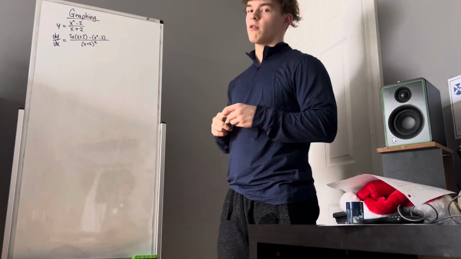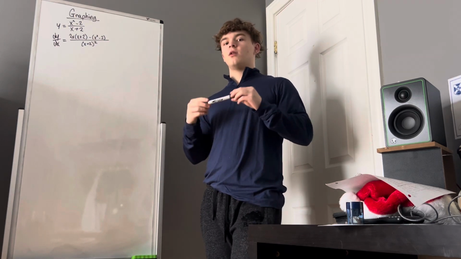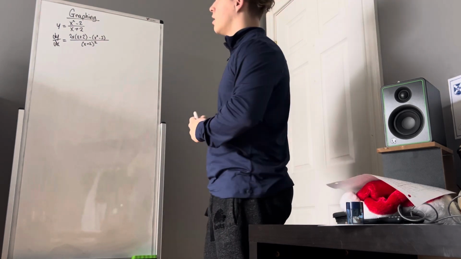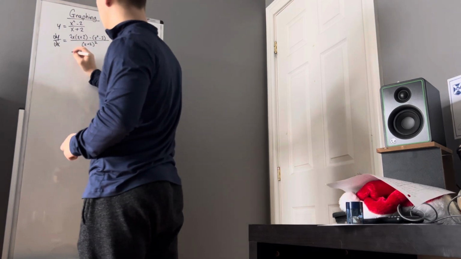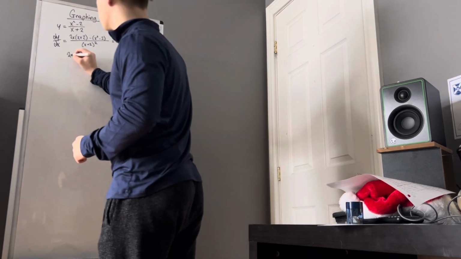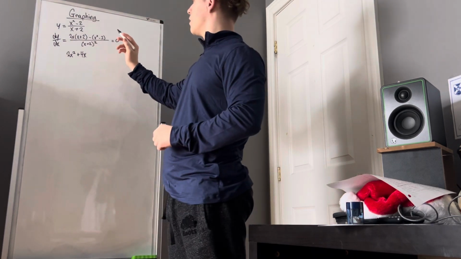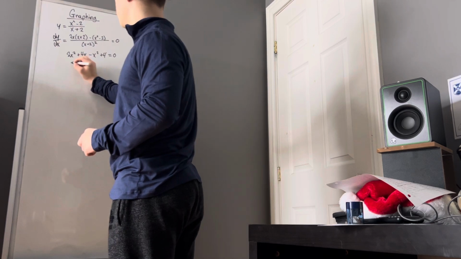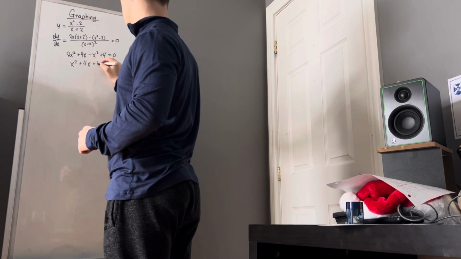Now, we need to figure out where this equals 0. So where are the critical points on this graph? Where is the slope, the tangent line, flat like this? So we're going to set this equal to 0. That means we can bring this over, cross multiply, and that's nothing. We're going to expand this. So we've got 2x squared plus 4x minus x squared plus 4 equals 0. And that's going to give us x squared plus 4x plus 4 equals 0.